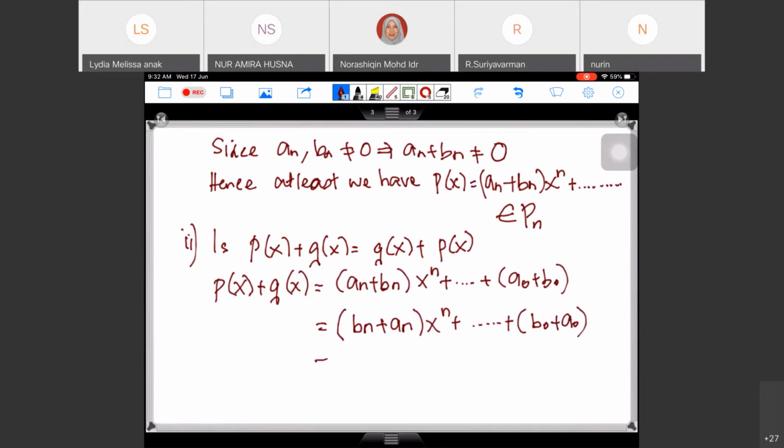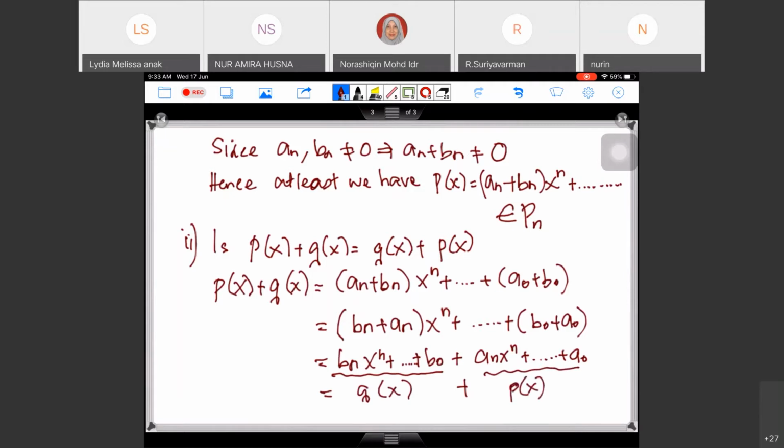So we can have bn x to the n plus b naught plus an x to the n plus a naught. So this is Qx plus Px. So axiom 2 holds.